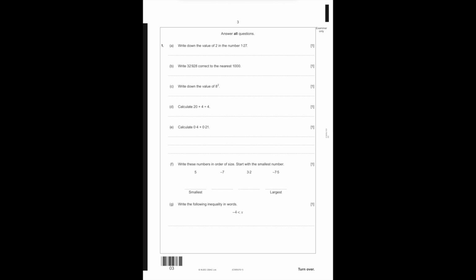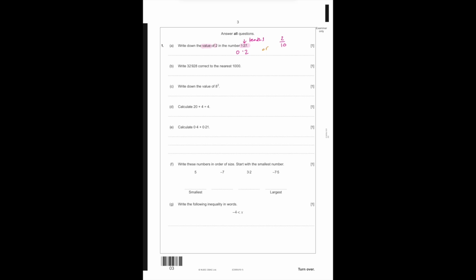Okay, question 1A. Write down the value of the 2 in the number 1.27. So the 2 here is the place value column after the decimal point. That's the tenths column. So I can say that this is 2/10, or I can also write it as 0.2. It doesn't matter which of those I give as my answer.